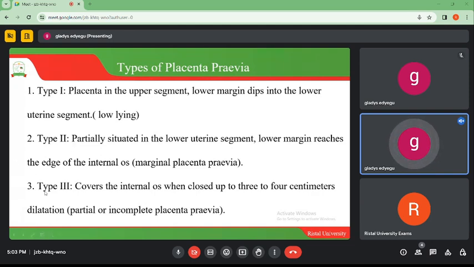So type 3, this one covers the internal os when it is closed, up to 3 to 4 centimeters. So it is a kind of placenta that covers the os, but when the cervix is closed, you will really touch it and feel that there is a placenta around the cervix. But when it dilates, it moves off the placenta and it doesn't actually cover the entire os.